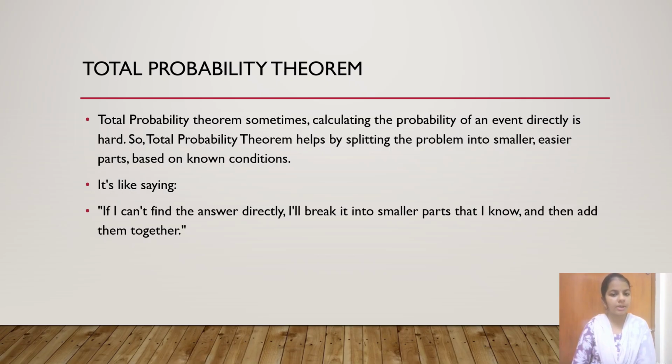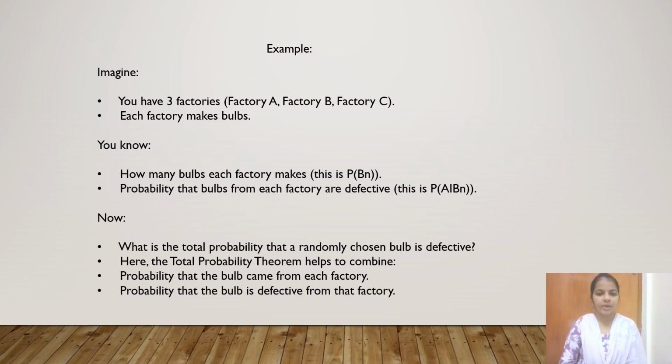The total probability theorem: sometimes calculating the probability of an event directly is hard. So the total probability theorem helps by splitting the problem into smaller, easier parts based on the conditions. It is like saying, if I can't find the answer directly, then I will break it into smaller parts that I know and then add them together. Let us imagine an example for our better understanding.